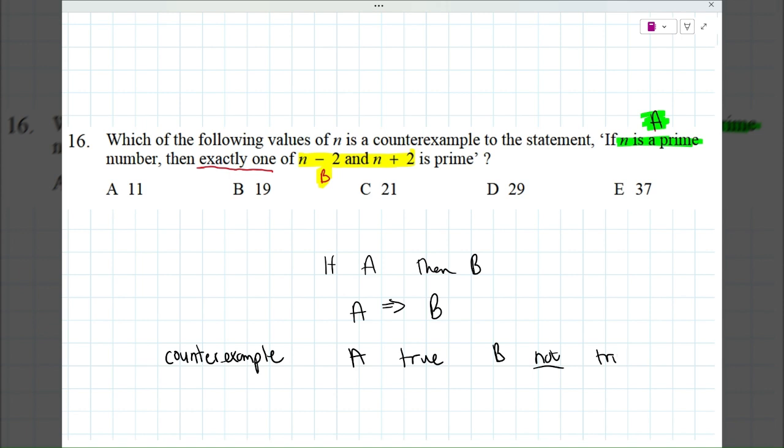So which one of those is going to give us A true and B not true? And again, I'm going to draw your attention to that statement of exactly one. What is the converse of exactly one? Really think about that.